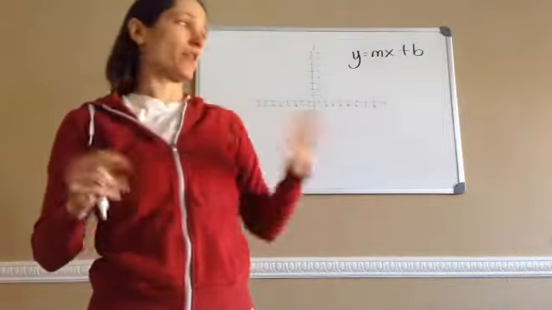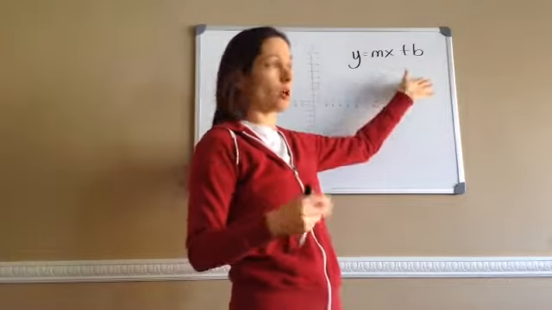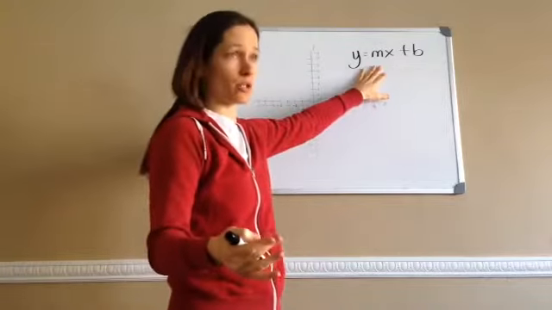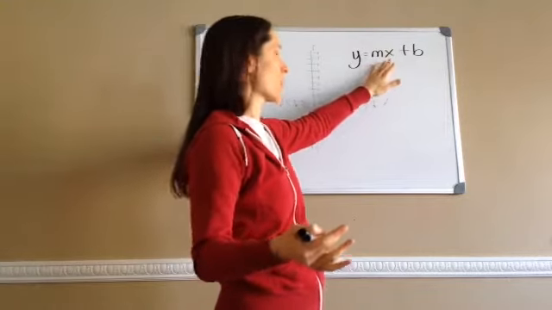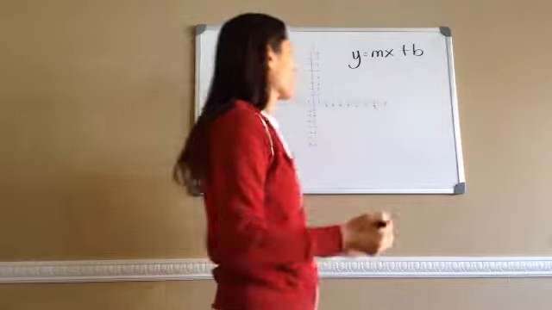Because when you take your ACT, SAT, they're going to tell you to write something in slope-intercept form, or even to graph something that's in slope-intercept form, and this is how you're going to know it. So this is what you need to know.